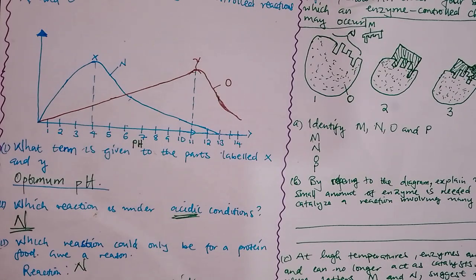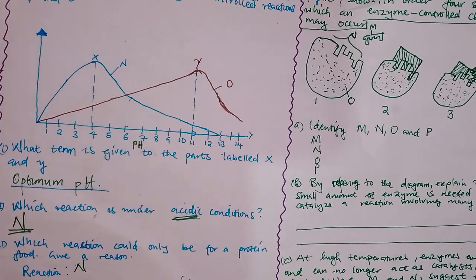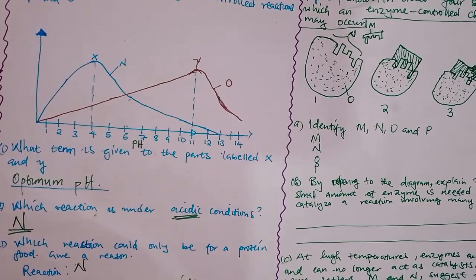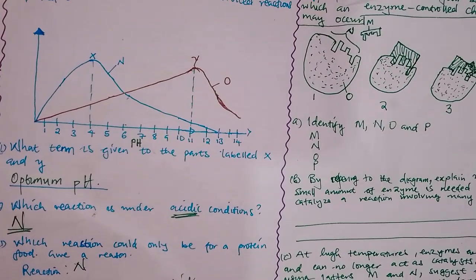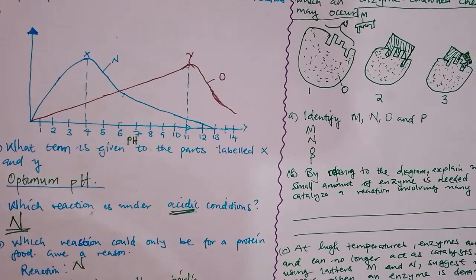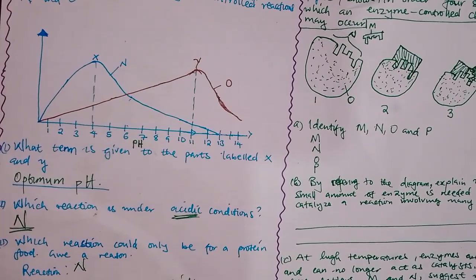What is the role of enzyme? So we say that enzyme speeds up the metabolism. So that is the role of enzyme in metabolism. Their function is just to speed up the reaction.